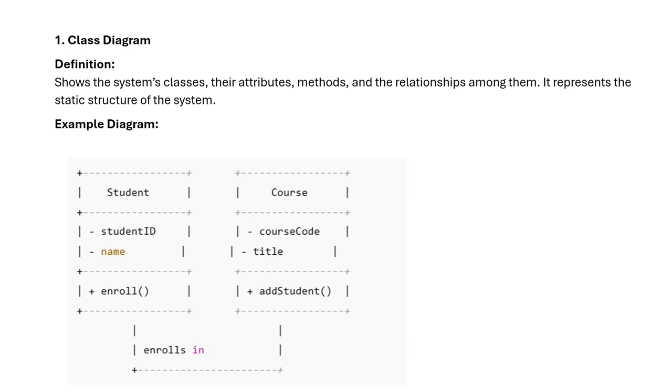In the left-hand side, the class Student shows that it has some data and some methods, which you can also call functions. The student has a student ID and name; those are data variables. Then enroll is the method that can be invoked on that class. The Course class is similar. It has two data fields: course code and title. And the method it uses is called add student.